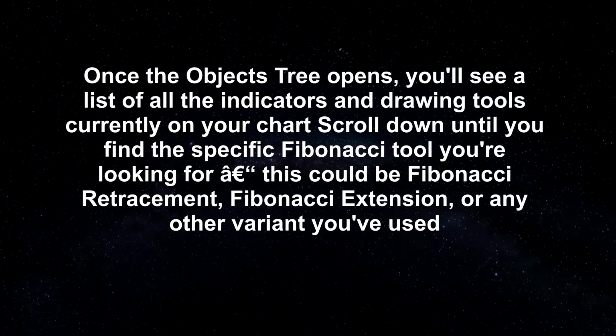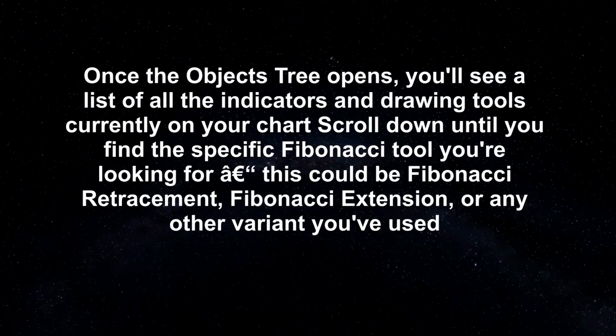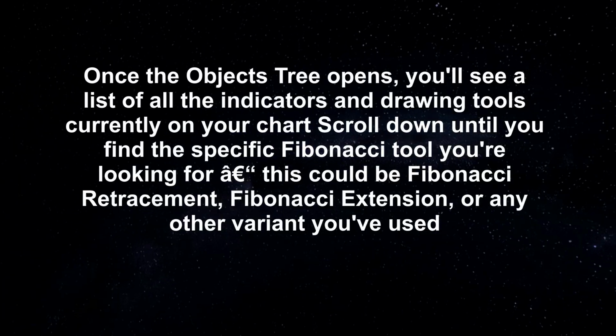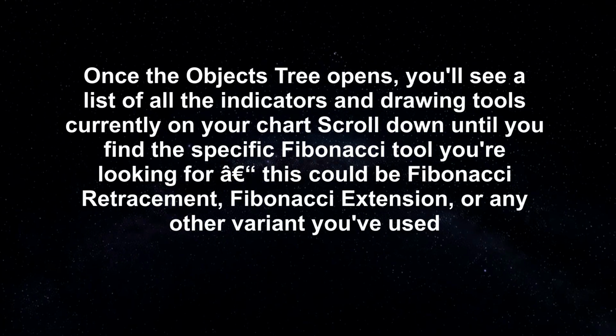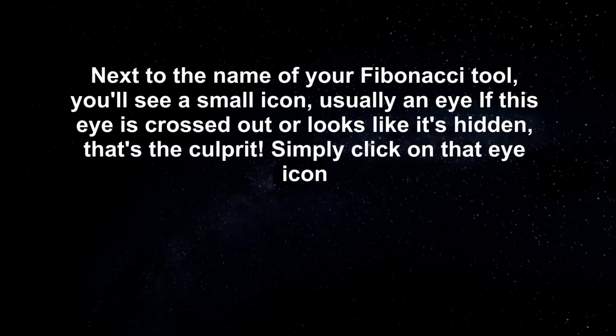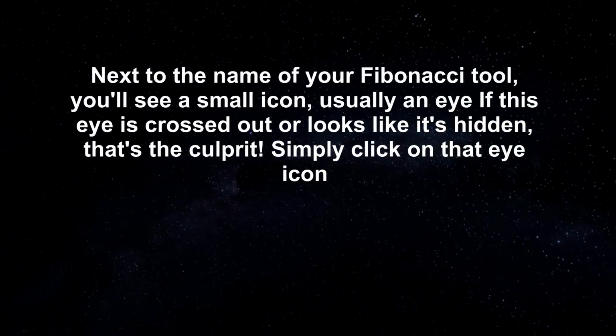Scroll down until you find the specific Fibonacci tool you're looking for. This could be Fibonacci retracement, Fibonacci extension, or any other variant you've used. Next to the name of your Fibonacci tool, you'll see a small icon, usually an eye. If this eye is crossed out or looks like it's hidden, that's the culprit.